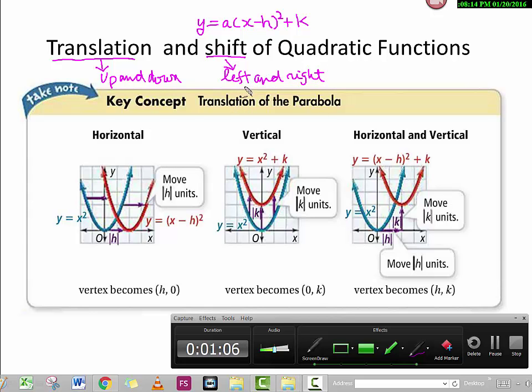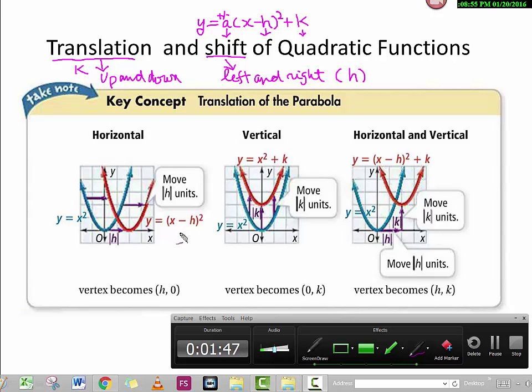And if we want to know how the curve moves, we have to look at these three variables and the sign here too. So we have to look at a, h, and k. And the last one we're going to look at is the sign in front of the variable a, whether it's a plus or minus. So let's take a look at translation and shift first. Remember, h controls the movement right and left, and k controls the movement up and down.